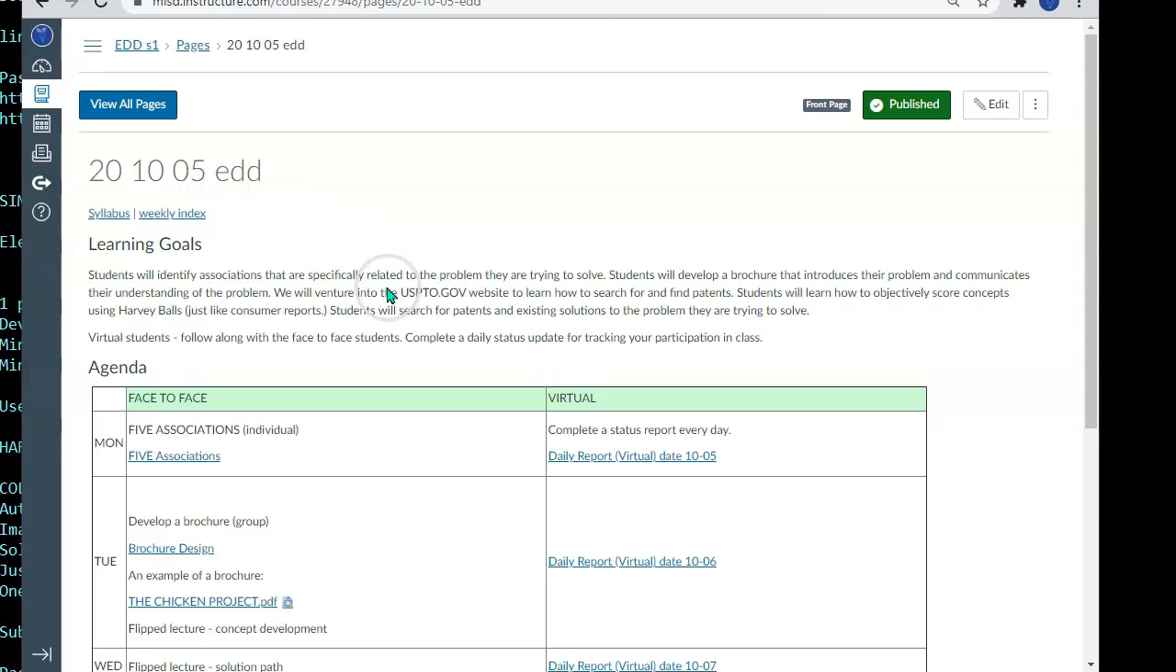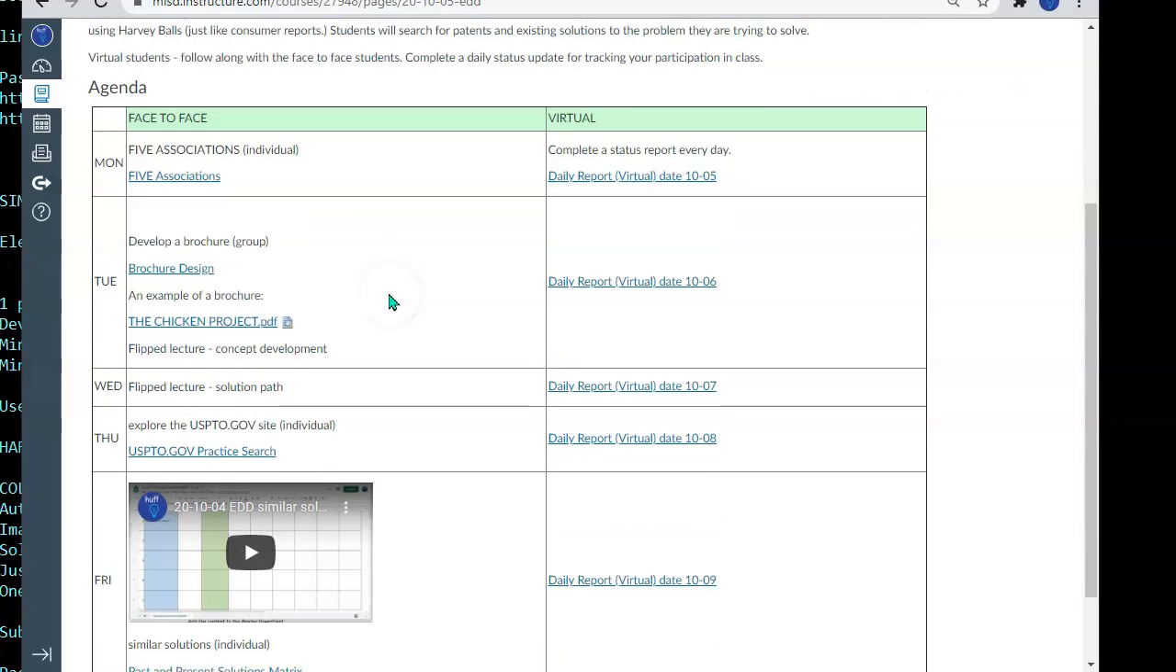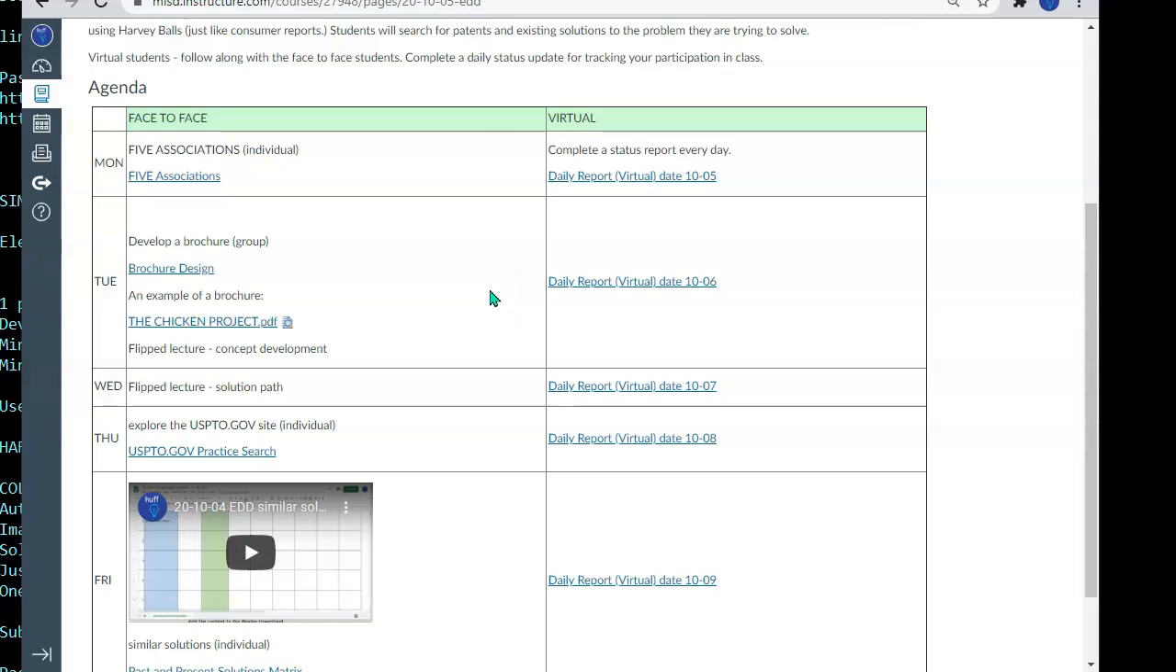So, for EDD, you guys have said that you would prefer to have several assignments open at once, and you decide how and when to get those done. And I'm okay with that, so we're going to try it this week. I have 4 things I need you to do.